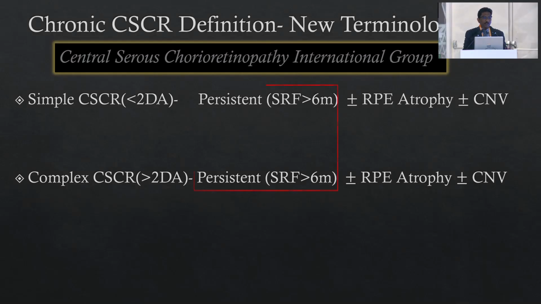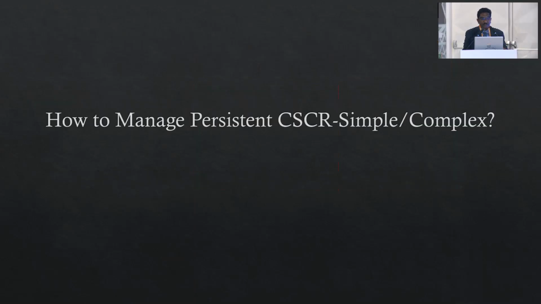So this is how it will be. Classification would be a simple CSR and a complex CSR. Persistent is the one with more than 6 months of SRF being present, with or without RPE atrophy or with or without CNVM. This would be the new terminology. Now, how do you manage these cases?